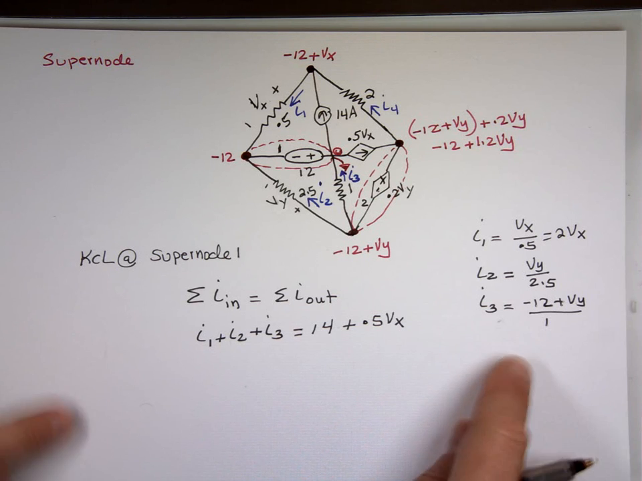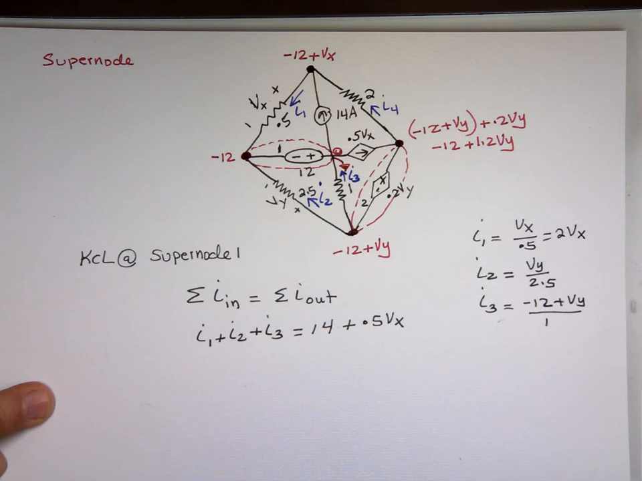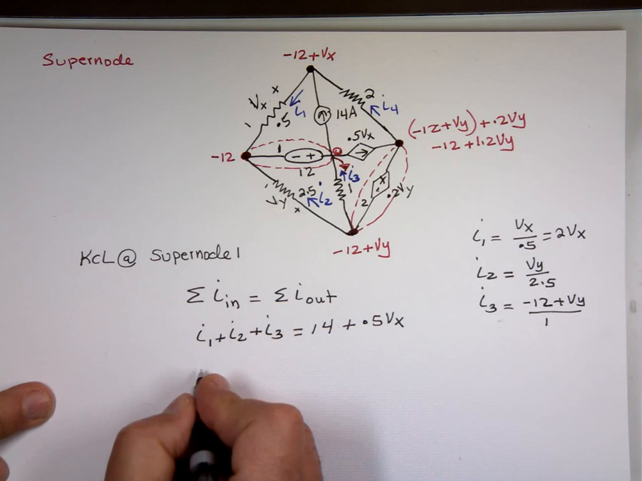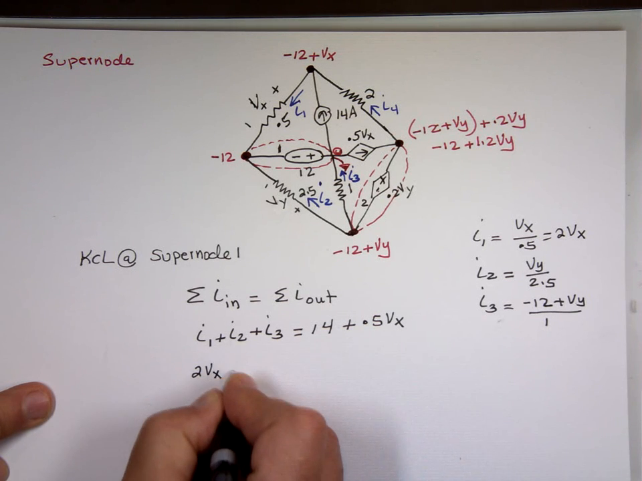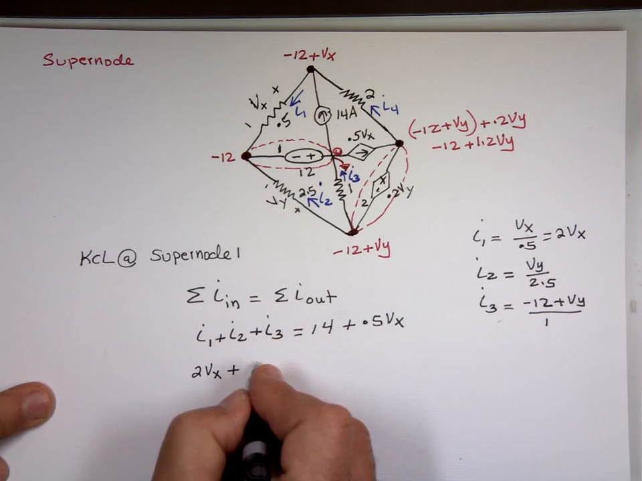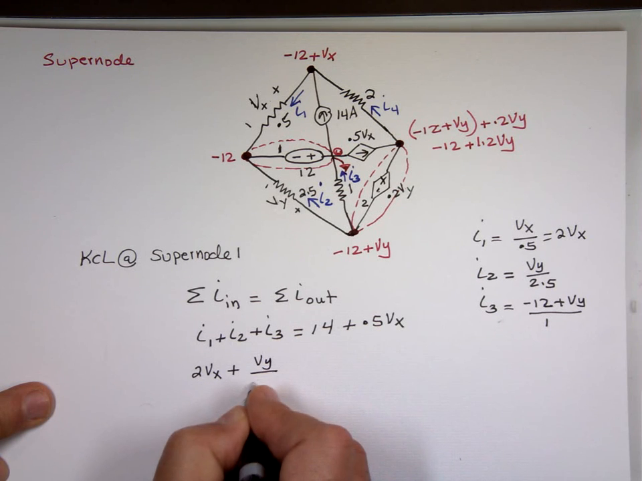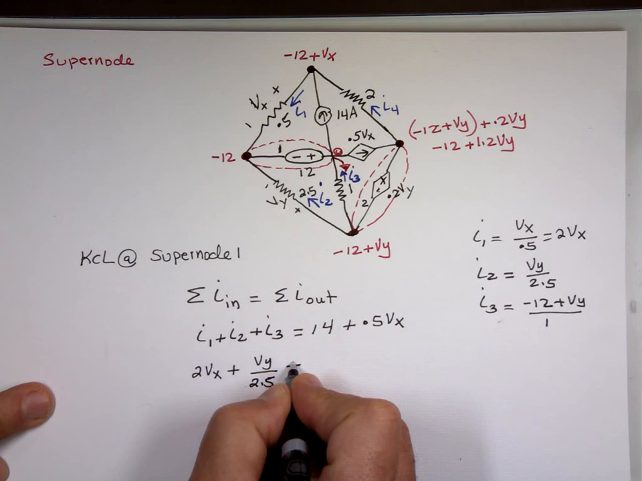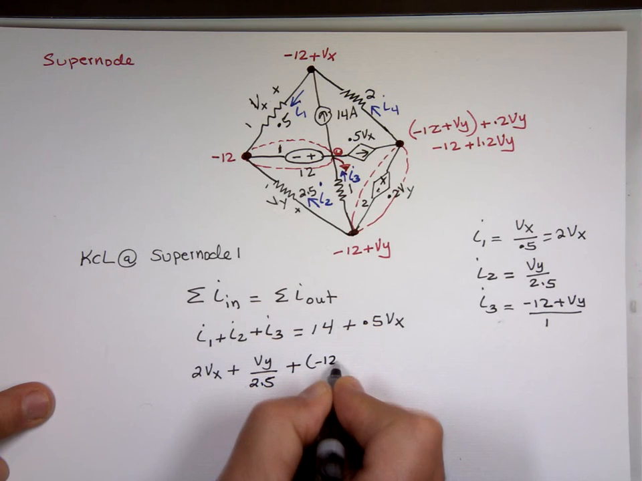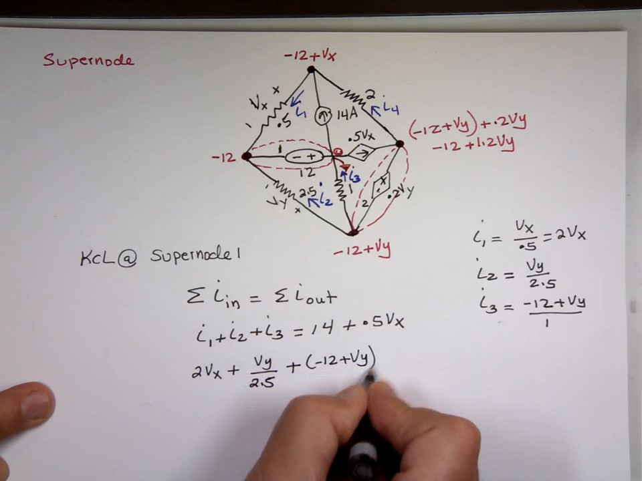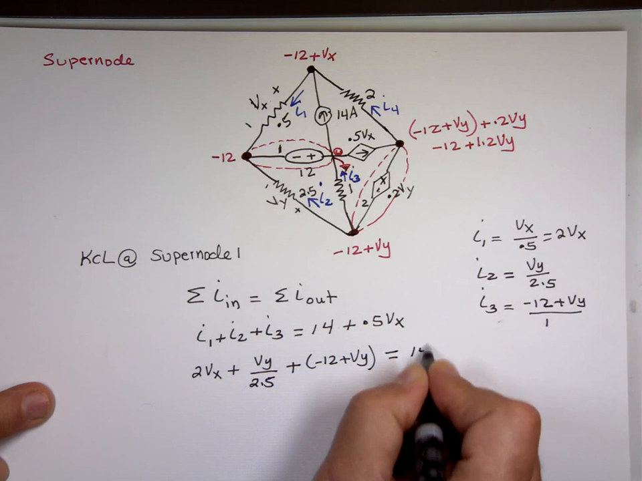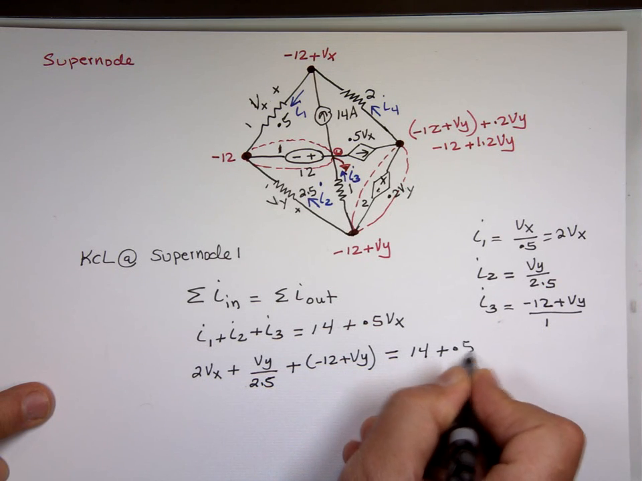So if we come back here and plug in these values, I'll have one equation with two unknowns, Vx and Vy. Then I'll do another one here. Then I should have my two equations by two unknowns. So what is I sub 1? 2 Vx. What's I sub 2? Vy over 2.5. What's I sub 3? Negative 12 plus Vy equals what? 14 plus 0.5 Vx.